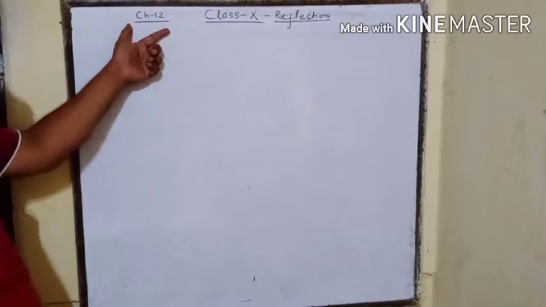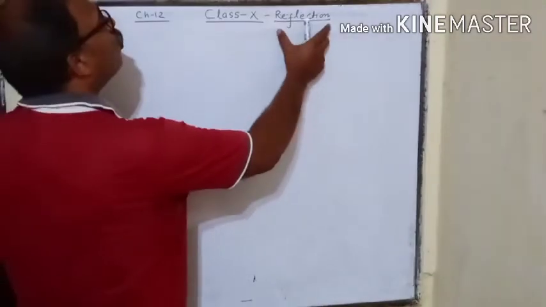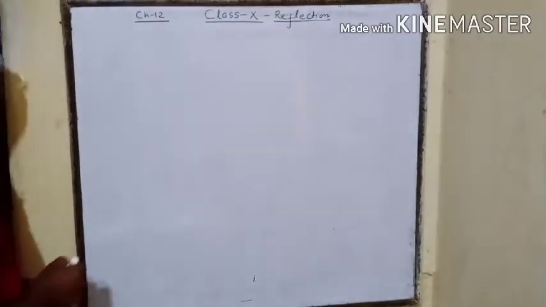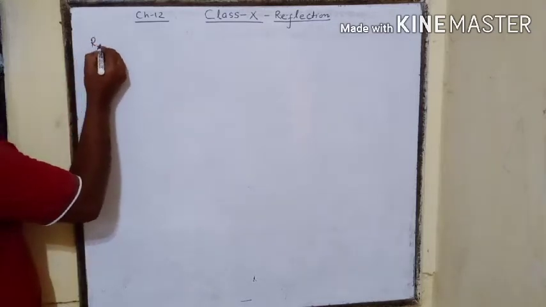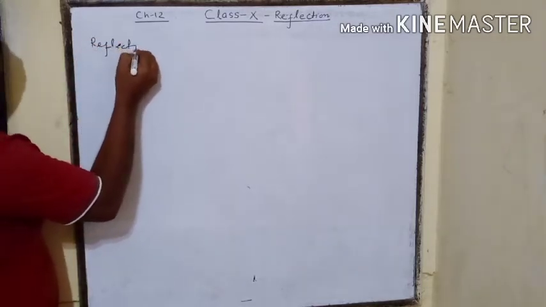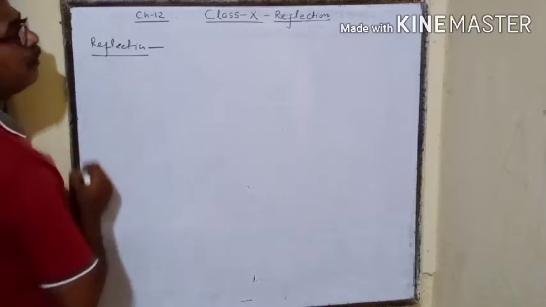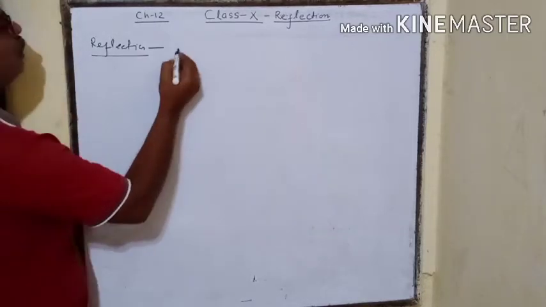Here in chapter number 12, class 10, the topic is reflection. About reflection you have an idea. Reflection you have read in class 7, class 8, class 9. Reflection in a plane mirror.